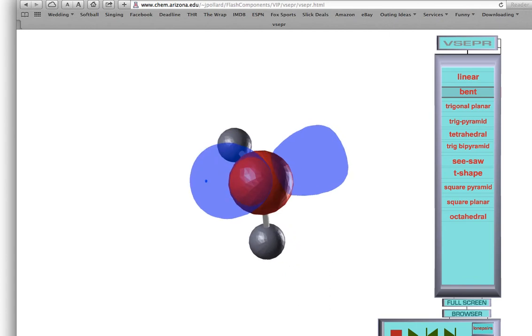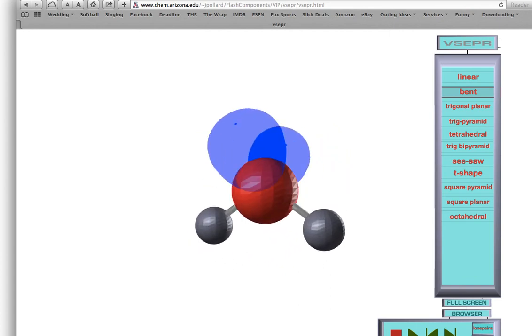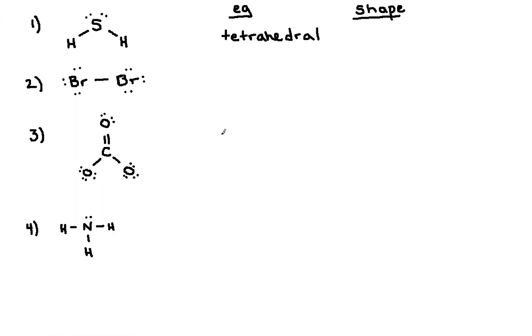And just a trick: if you have electrons on the central atom, you will never have a linear shape. We'll see when you do have a linear shape, but these electrons are forcing the hydrogen atoms downwards. So the molecular shape of H2S would be bent.